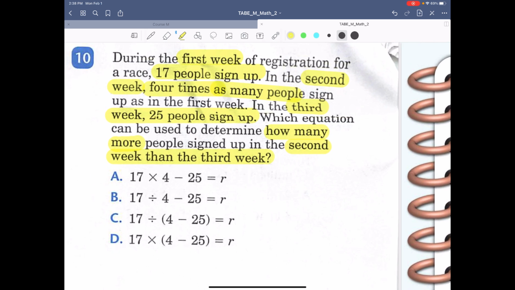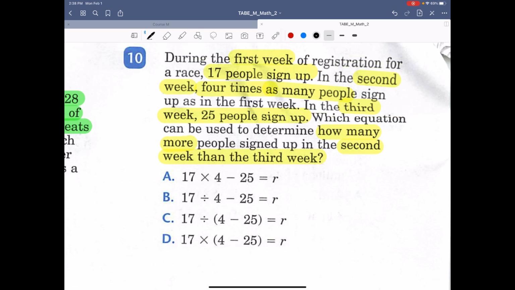So I'm going to put this one right here. We are talking about the second week minus the third week. The first week is not mentioned. Okay, and that's going to be the difference, the R. So in the second week, it tells me that 4 times the first week, that's 4 times 17 signed up. And in the third week, 25 signed up. And that is the difference.